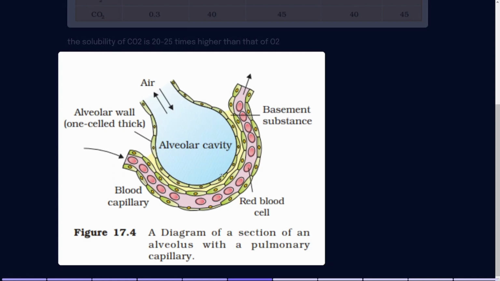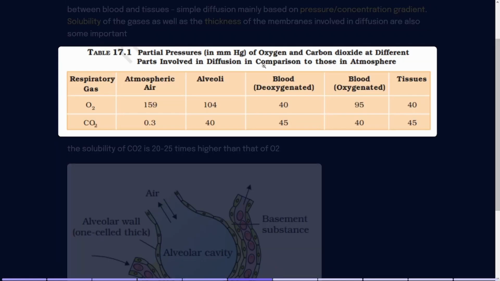So there are only 3 layers that are present. One is the basement substance, which is present between the alveoli and the blood vessel, and then there is the alveolar wall, which is 1 cell thick. Next, there is the endothelium of the blood vessel, which is also 1 cell thick. So it is a very thin wall which is present between alveoli and blood vessel.